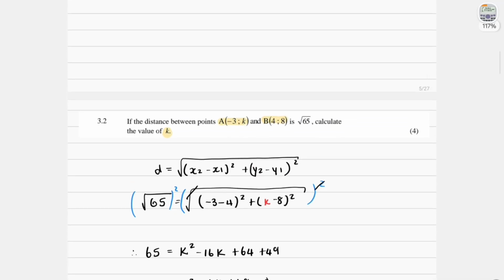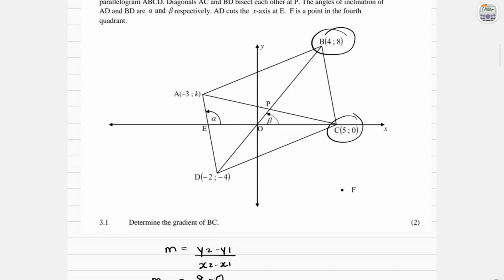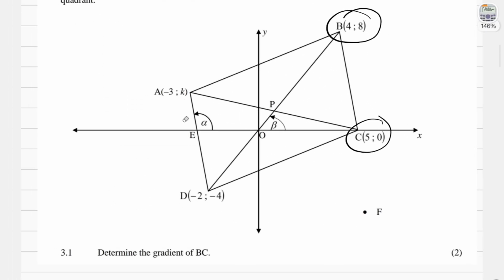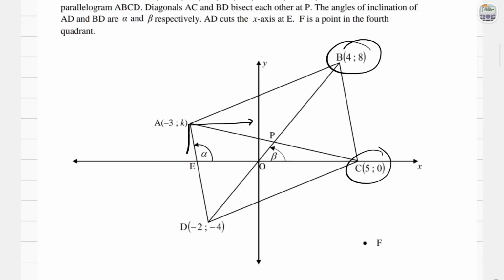And now we'll just have to decide based on what this point A looks like. So A is a point in the second quadrant, and we can see that the y value of this point will be positive, yes, but we're going to now have to look at this in relation to the other points that we have over there.